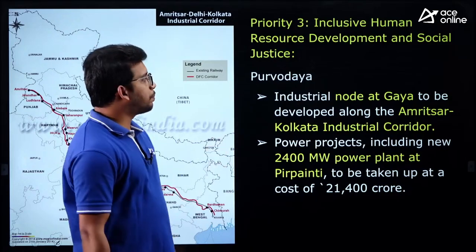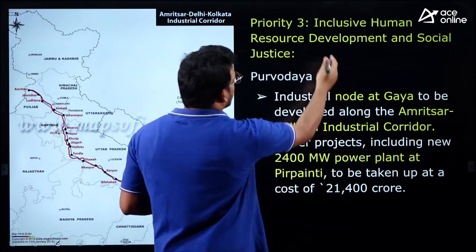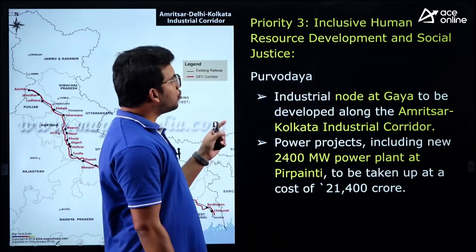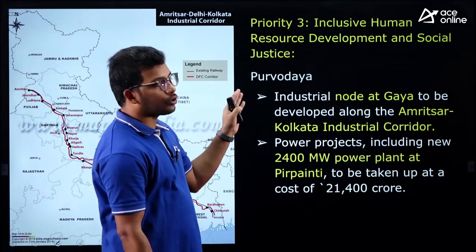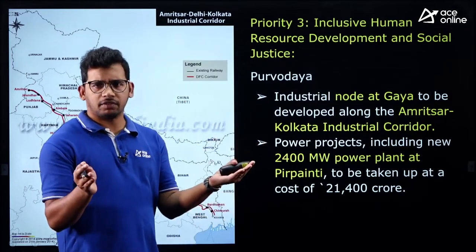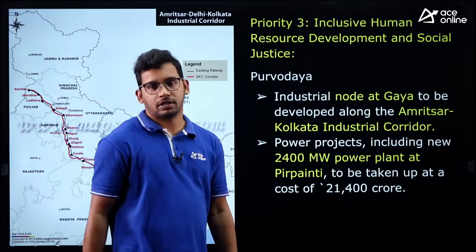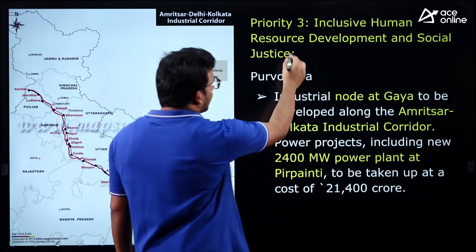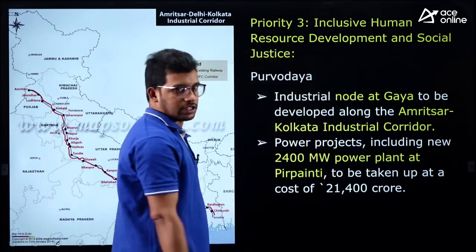Let's move to the third priority. The third priority is inclusive human resource development and social justice. Up to 4 or 5 priority areas we have lengthy ones, after that we have shorter ones. So, inclusive human resources development and social justice.